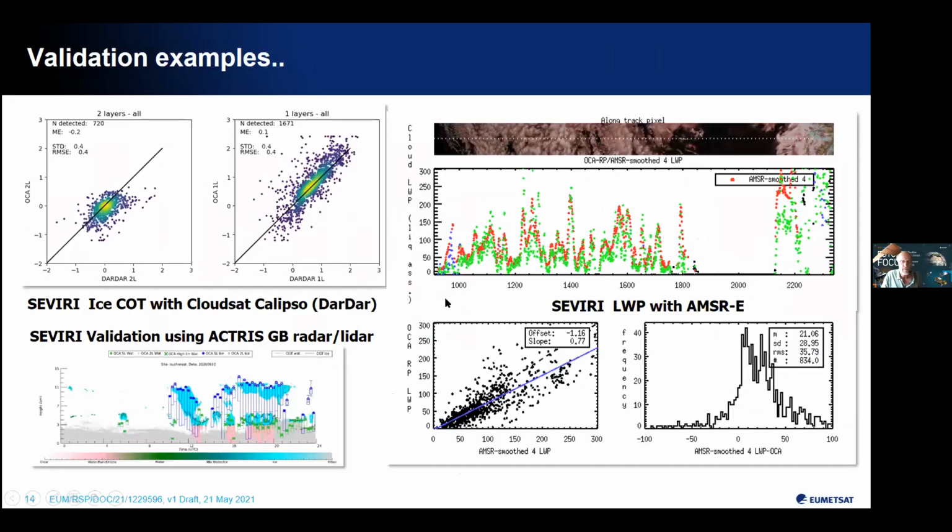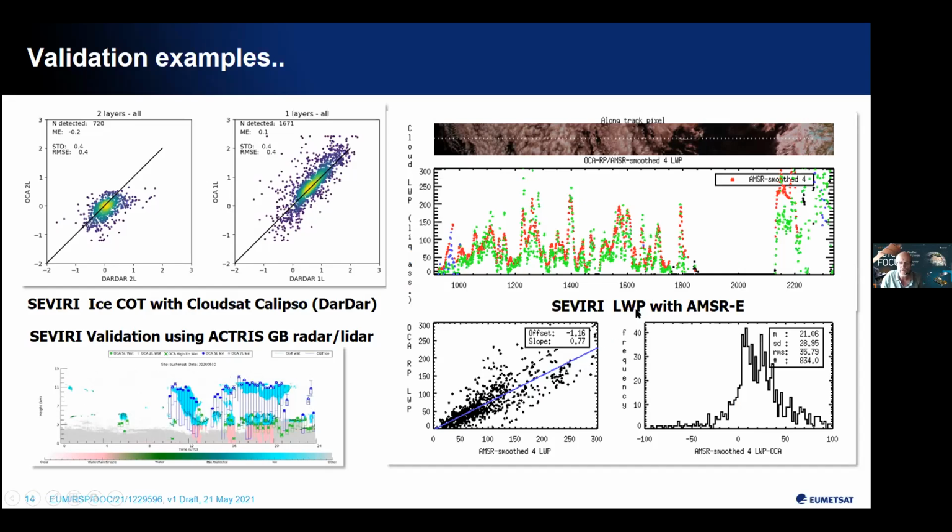We have over the years done and are still doing various further bits of validation. Alessio is currently doing lots of work with DARDAR and an upgraded version of DARDAR. This is a combined LiDAR radar product based on A-Train, and it will be possible to do this from EarthCARE in the future as well. So that's where we can start now validating. This is the validation of optical depth for 2-layer retrievals and single-layer retrievals. Sorry, that's the log optical depth there, in log 10 optical depth.